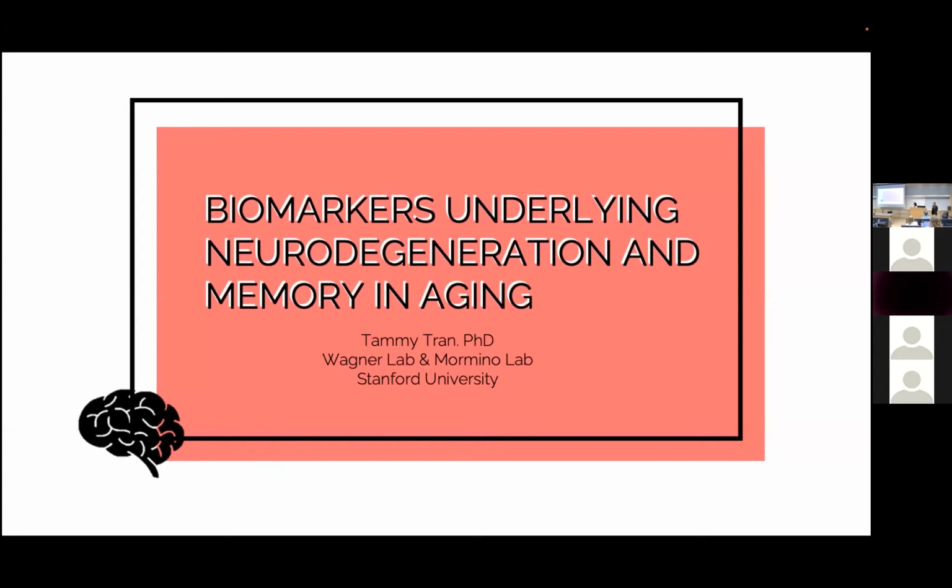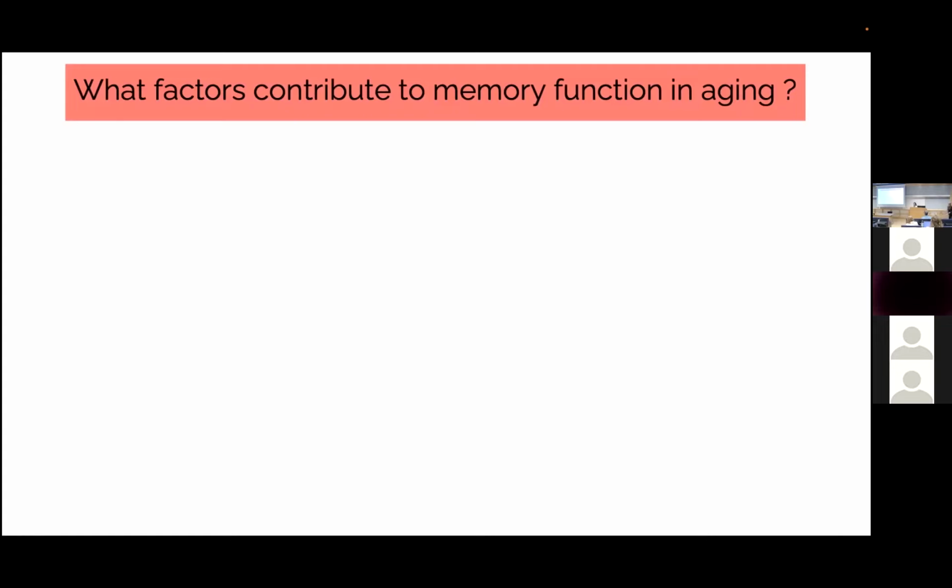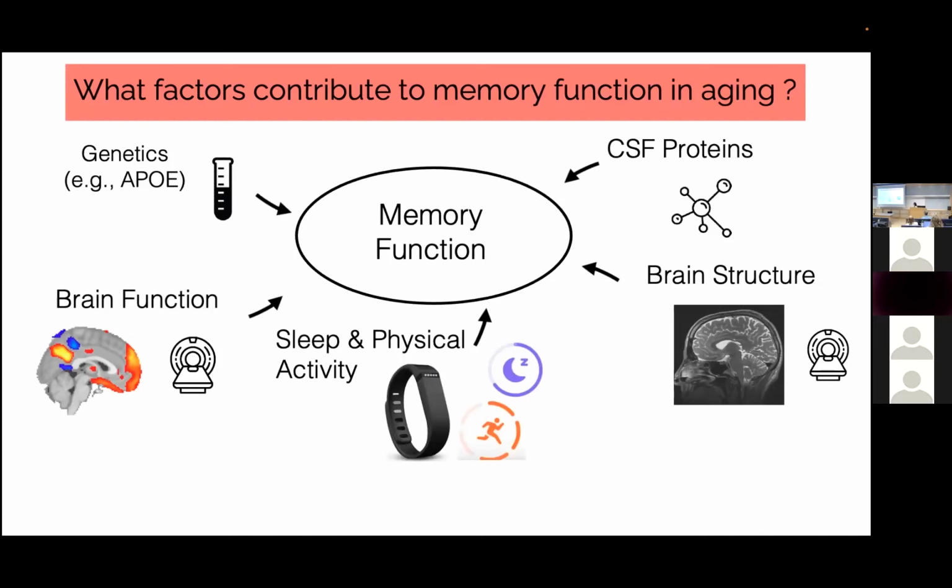Okay. So today I'm going to be talking about biomarkers underlying neurodegeneration and memory and aging. And I think the biggest question when we're studying memory and aging is, what are the factors that contribute to individual differences in memory function as we age? There's a whole host of variables: genetics, brain function, and of course lifestyle variables such as sleep and physical activity. What we're really interested in as a group is how individual differences in brain structure, both at baseline and over time, might contribute to memory function. And of course, preclinical biomarkers such as CSF p-tau play a clear role in memory function.